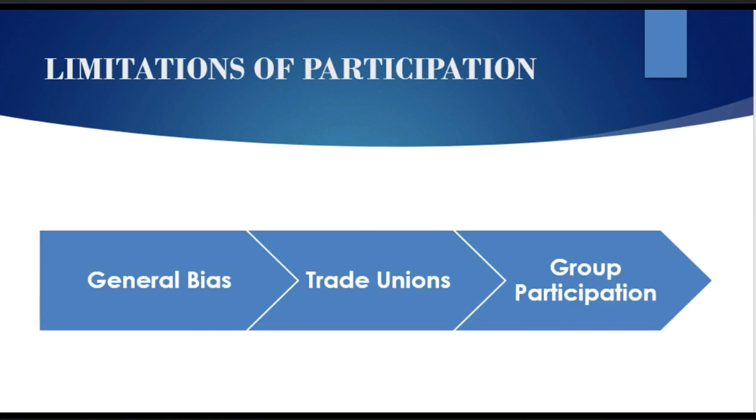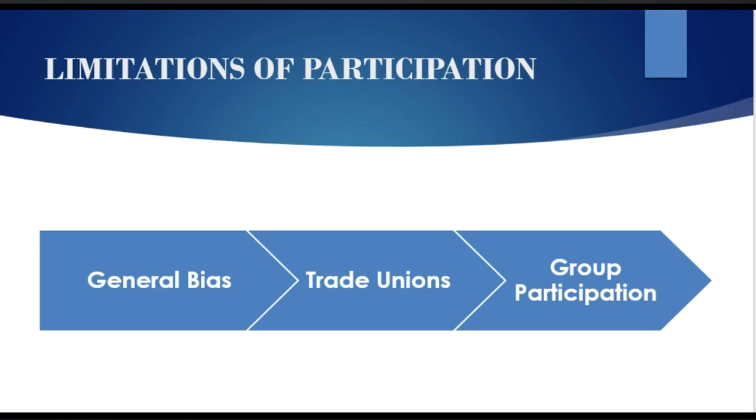Additional limitations of participation can include a general bias, trade unions, and group participation. General bias involves the resistance to change inside the organization. Managers decline to share power or to delegate, fearing that they may lose authority or power by allowing employees to dictate or take part in the decision-making process.